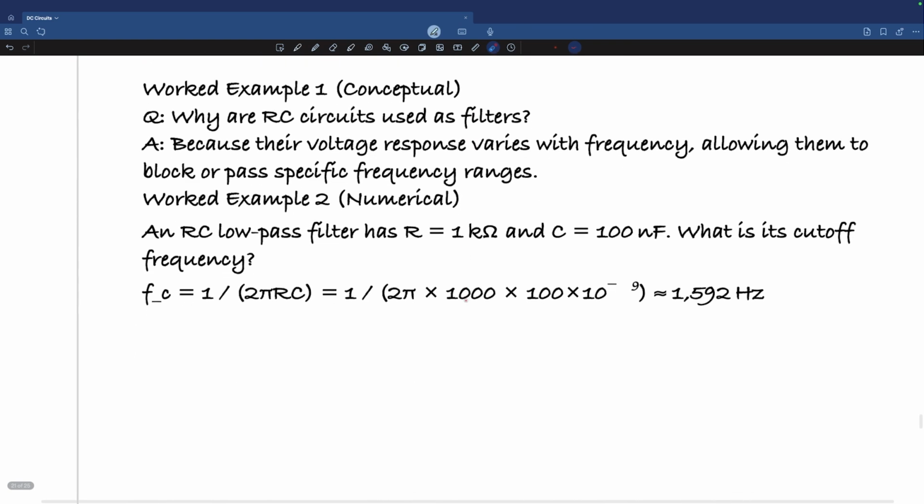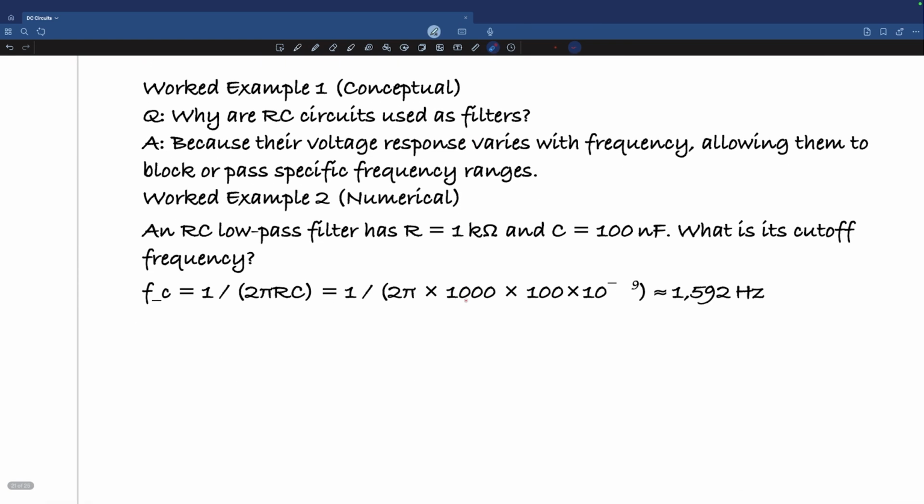Why are RC circuits used as filters? Because their voltage varies with frequency. That means you can block specific frequency ranges.